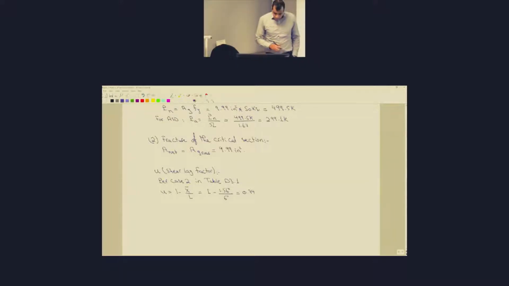Okay? So now we can go ahead and calculate the effective area. The effective area is U multiplied by the net area. So U is 0.74 multiplied by the net area, which is 9.99 inches squared. That's equal to 7.39 inches squared. As you see, U is equal to 0.74 of the area net, and the area net was equal to the area gross, okay? So the effective area is 0.74 of the gross area, okay?